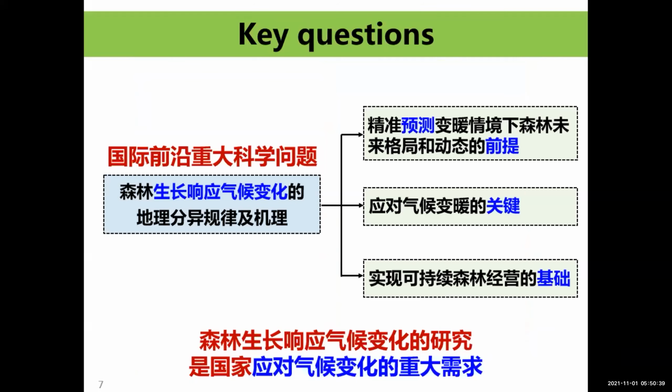On the background of global change and climate warming, the most important and key question over the world is how to quantify the forest growth response to climate warming and what's the mechanism behind. And based on our understanding of how forests respond to climate warming, we need to understand how forests adapt to future warming conditions for sustainable forest management.